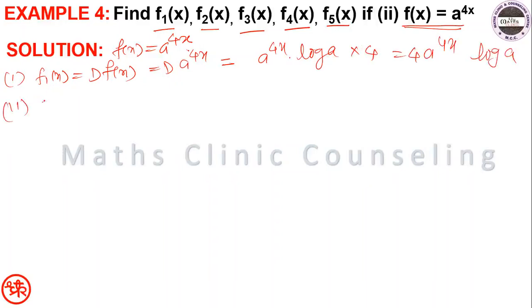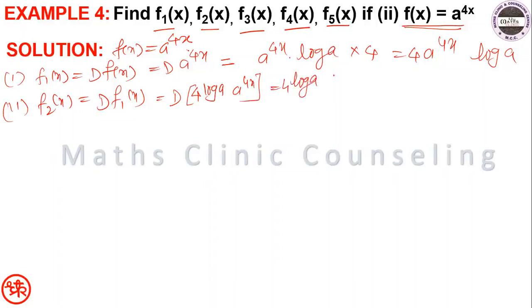Then second, f2 of x. f2 of x is d of f1 of x, that is d of what you will have? 4 log a into a to the power 4x. 4 log a is constant, right? And what will be the derivative of a to the power 4x? a to the power 4x into 4 into log a. So it is equal to 4 square log a whole square into a to the power 4x.